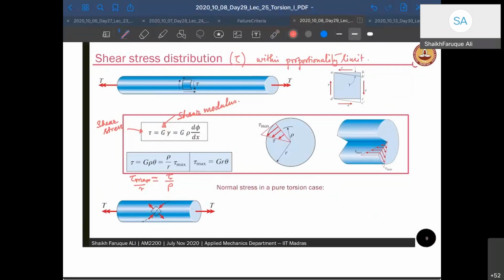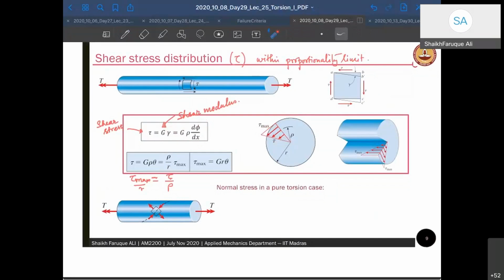Now gamma is given as rho d phi by dx, so it becomes G rho d phi by dx. Now where is the maximum shear stress going to happen? Maximum shear stress will happen where there is a maximum shear strain. The maximum shear strain is at the boundary, so therefore maximum shear stress is going to be also at the boundary. Where is zero shear strain? The zero shear strain is at the center, therefore zero shear stress is also going to be at the center, and it will linearly increase.